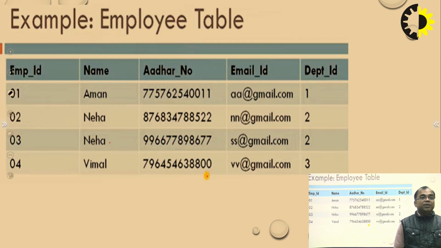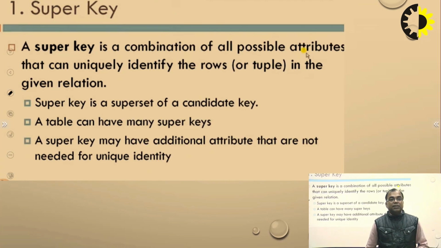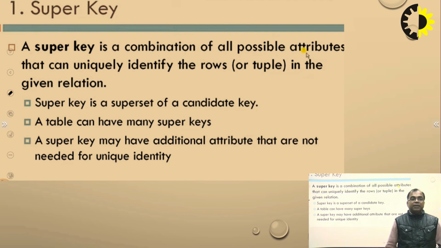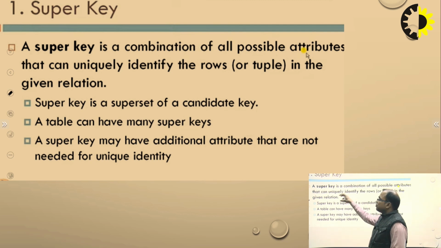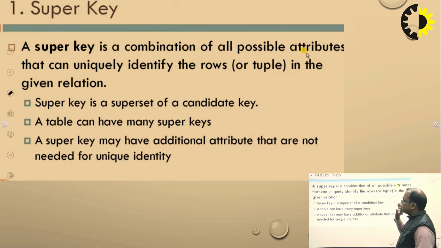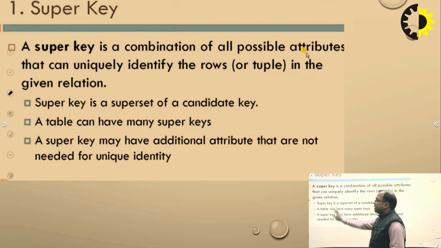So what is a super key? Basically, a super key is a combination of all possible combinations of keys from that table, and it uniquely identifies the rows. Clear? We can say a super key is a superset of a candidate key. Means if we find the candidate key, it must be found from that super key only.